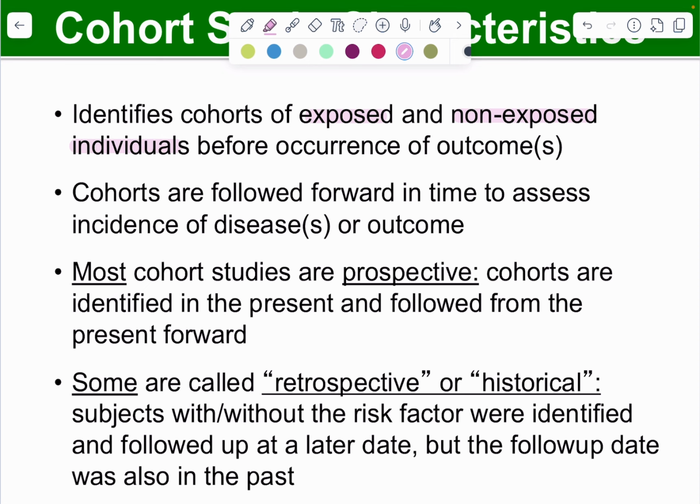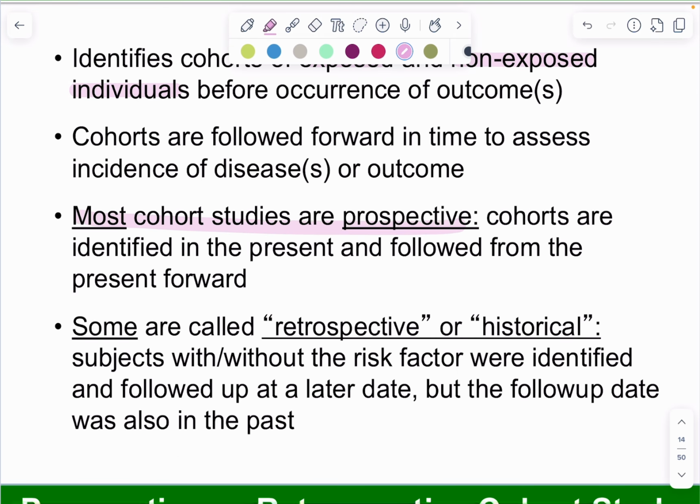But there are some studies which are retrospective or historical. Most of the time they are prospective, but we do have another type within this, which is called retrospective. I'll tell you how it is possible, because the concept is that we have to start from the exposure in any way. So how will we do it? Subjects with or without the risk factors were identified and followed up at a later date, but the follow-up date was in the past. And now I'll tell you how.